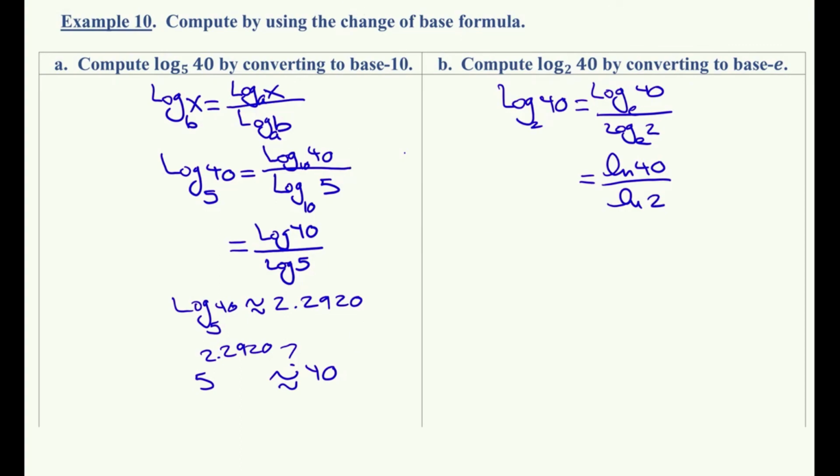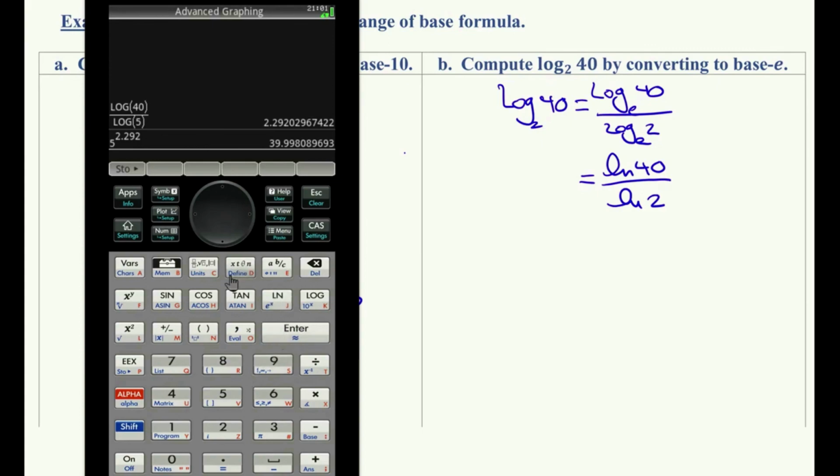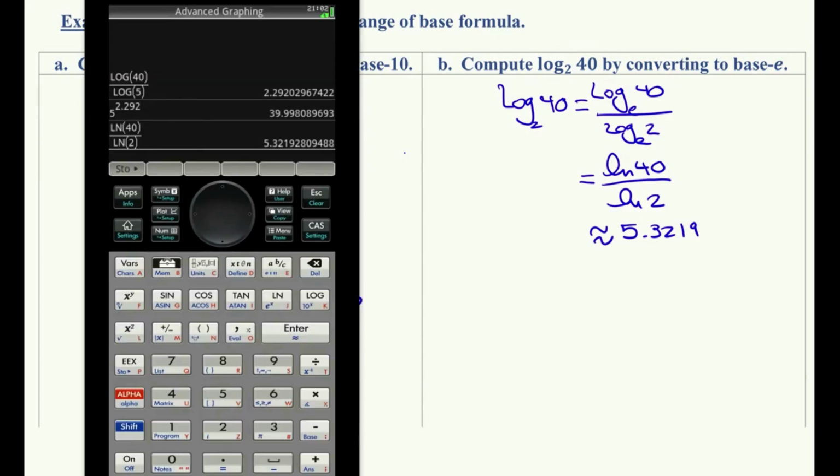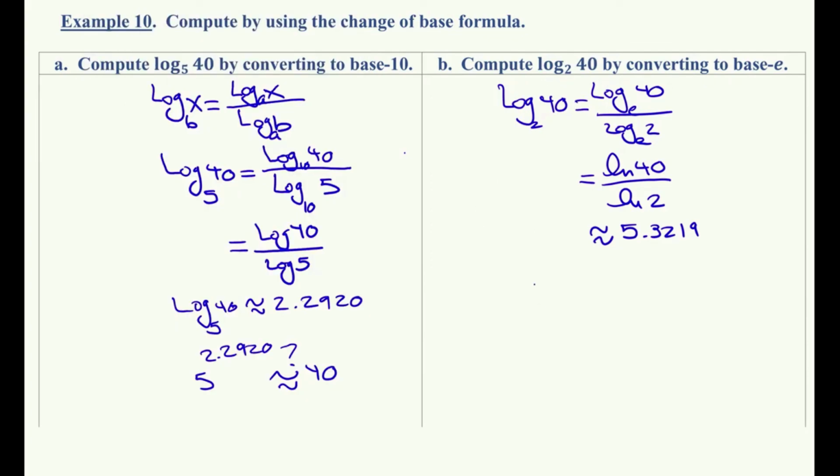So let's go ahead and bring the calculator back. All right, so this time we're going to type in ln 40, exit the parentheses, divided by ln 2, and we get 5.3219 approximately. Let me make sure I wrote that correctly. 5.3219. Okay, so that of course is going to be log base 2 of 40.